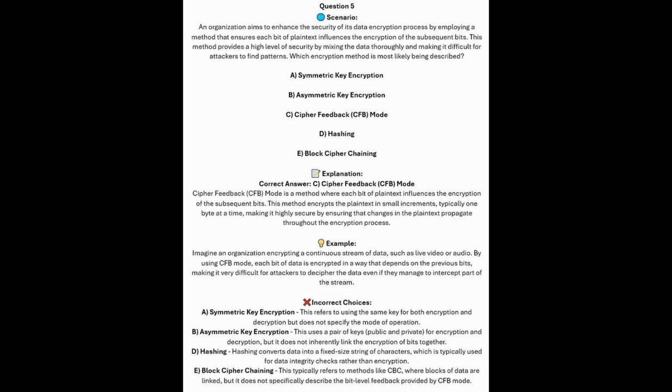A. Symmetric key encryption. This refers to using the same key for both encryption and decryption, but does not specify the mode of operation. B. Asymmetric key encryption. This uses a pair of keys, public and private, for encryption and decryption, but it does not inherently link the encryption of bits together. D. Hashing. Hashing converts data into a fixed-sized string of characters, which is typically used for data integrity checks, rather than encryption. And E. Block cipher chaining. This typically refers to methods like CBC, where blocks of data are linked, but it does not specifically describe the bit-level feedback provided by CFB mode.